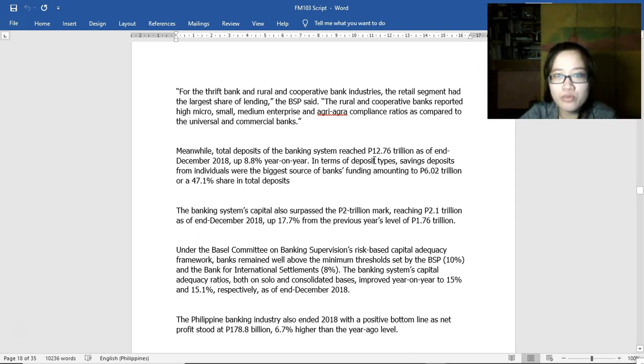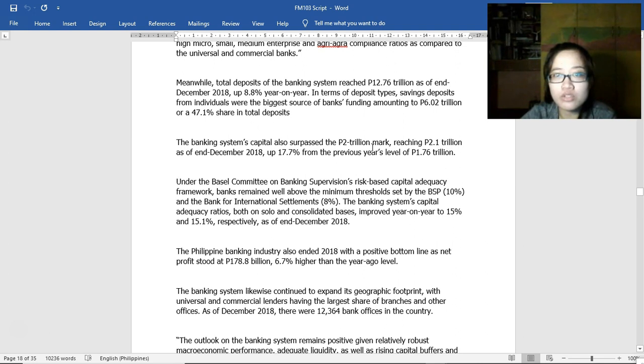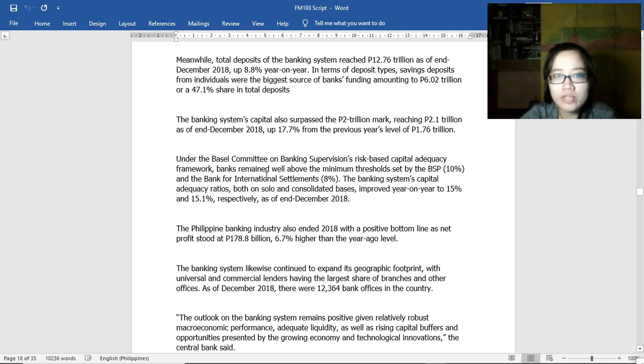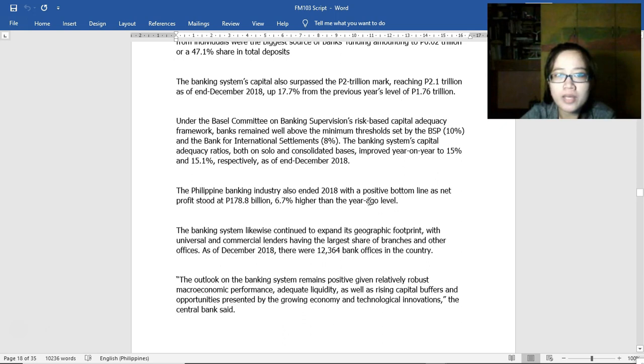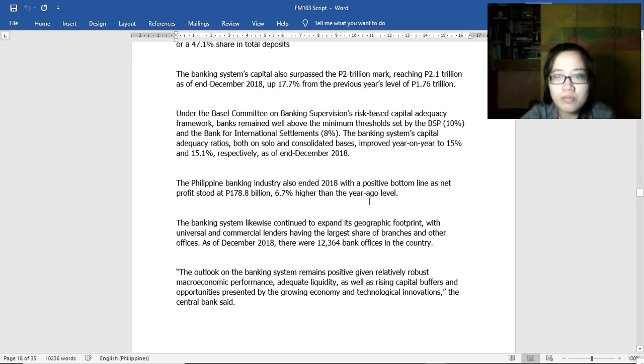Total deposits of the banking system reached 12.76 trillion, okay, higher than last year. Savings deposits, 6.02 trillion. Banking system's capital, 2 trillion mark. Alright. Under the Basel Committee on Banking Supervision's risk-based capital adequacy framework, banks remained well above the minimum thresholds set by the BSP, 10%, and the Bank for International Settlements, 8%. The banking system's capital adequacy ratios, both on solo and consolidated basis, improved to 15.1%. Okay. The Philippine banking industry also ended 2018 with a positive bottom line as net profits stood at 178.8 billion.